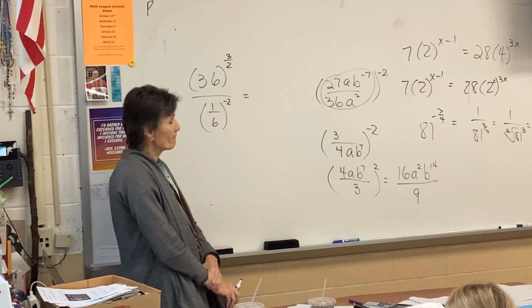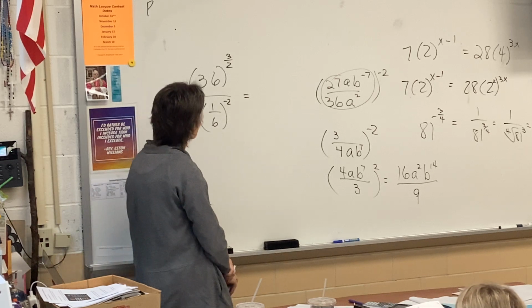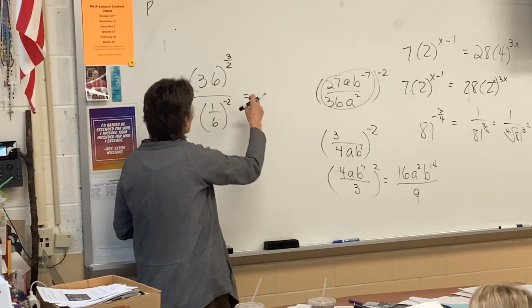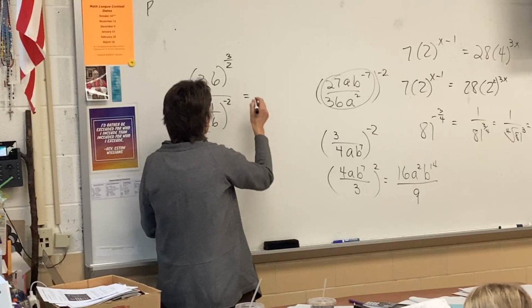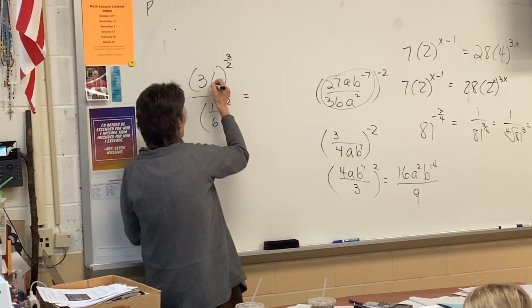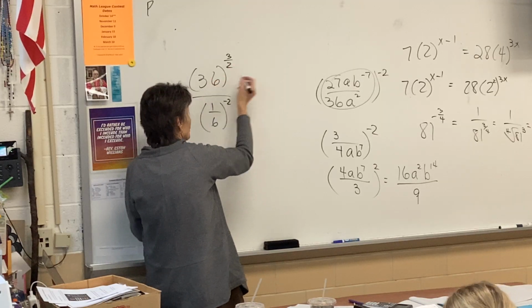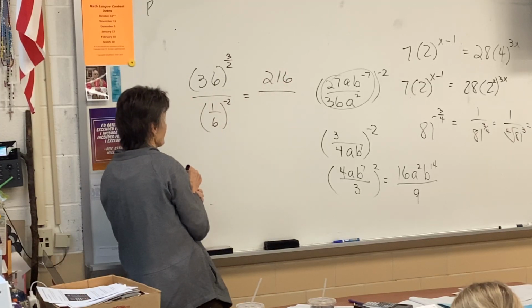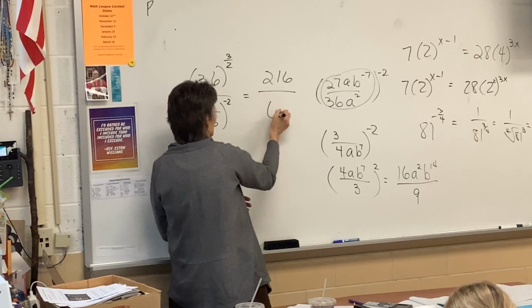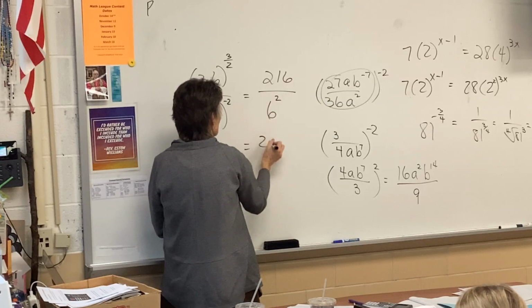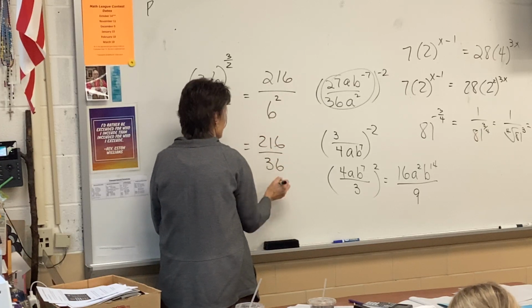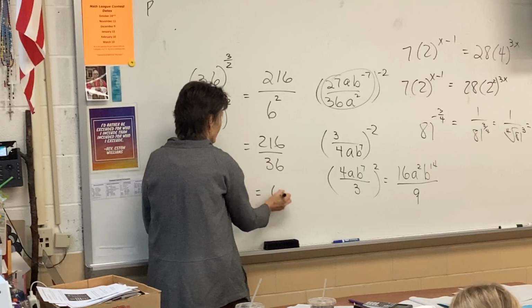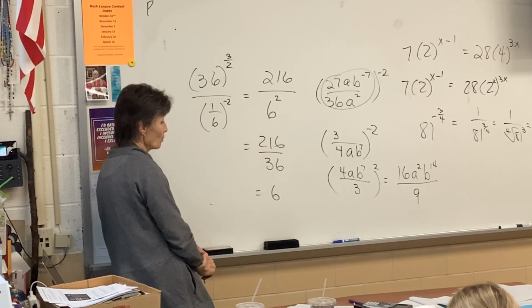Leslie? I did the square root of 36 and then cubed it. So you did the square root of 36, which is 6. Cubed, you got 216? Yeah. Perfect. And then I flipped the 1/6 and then squared it. So you had 216 over 36. Yeah. And then I simplified that to 6. That's one way to do it.